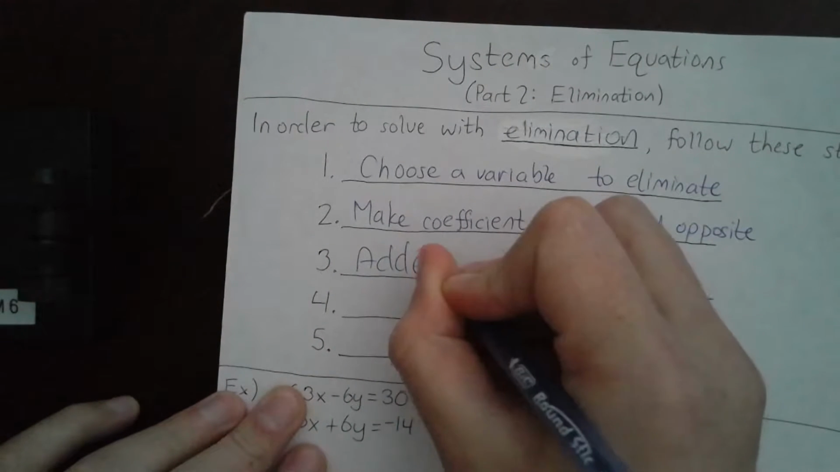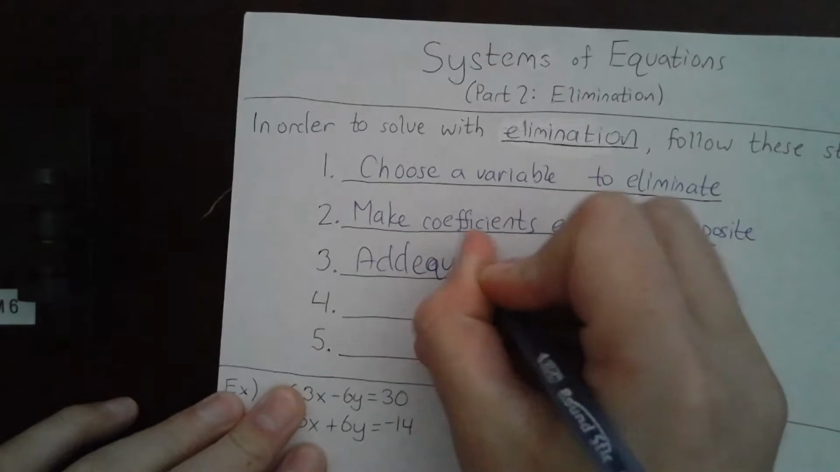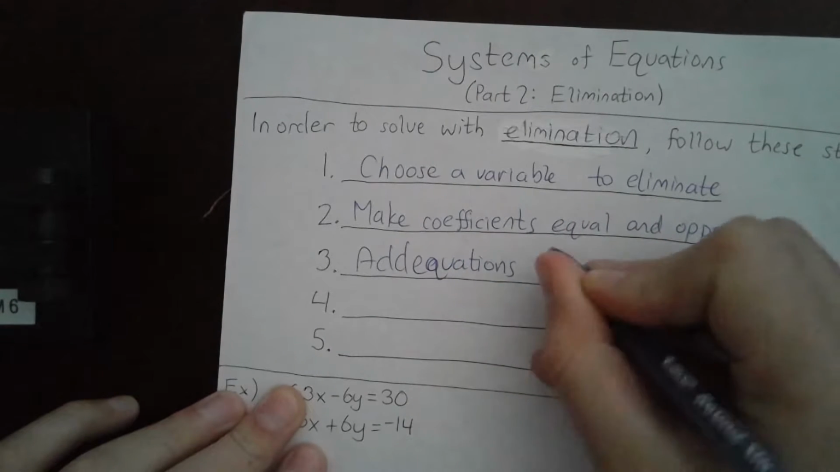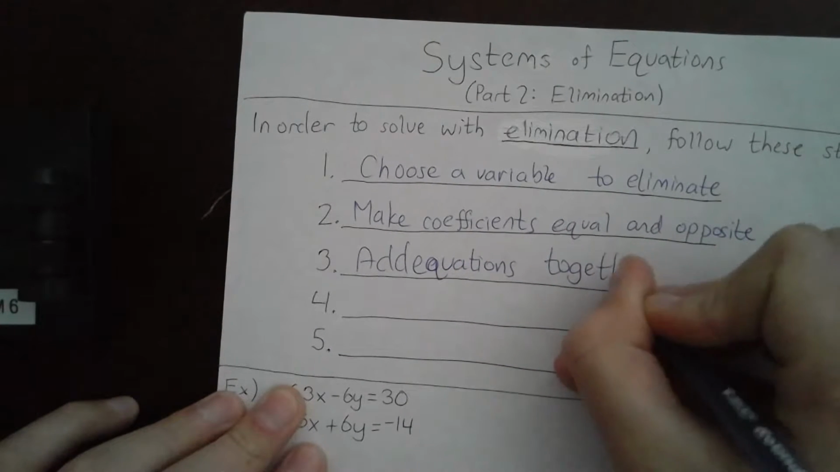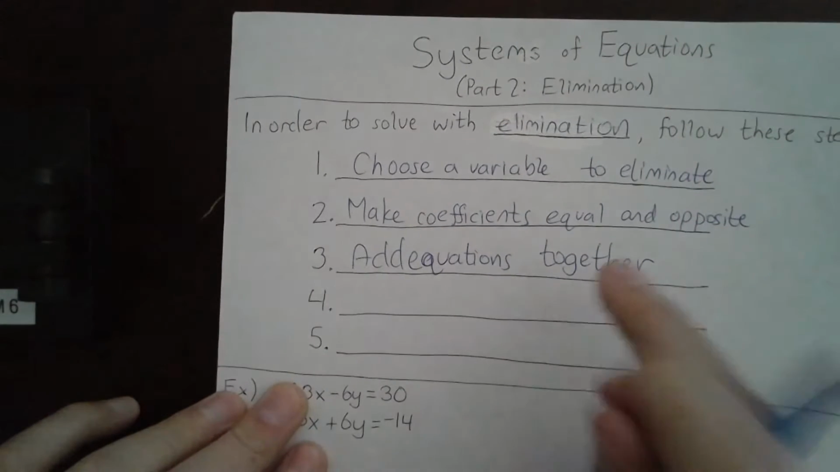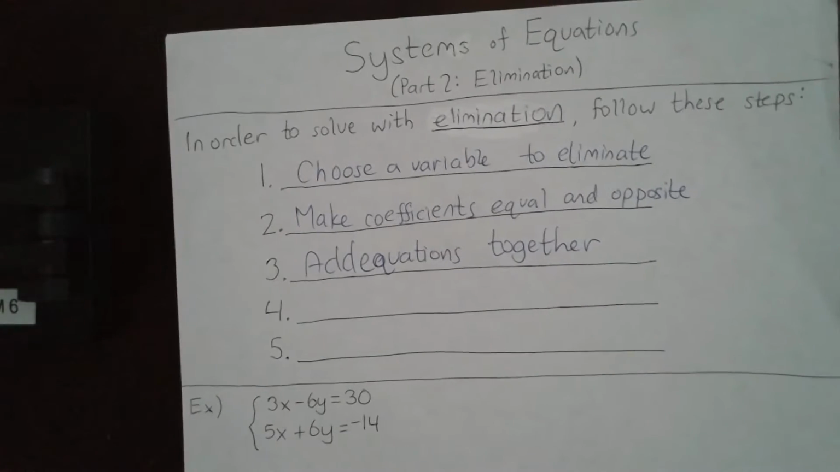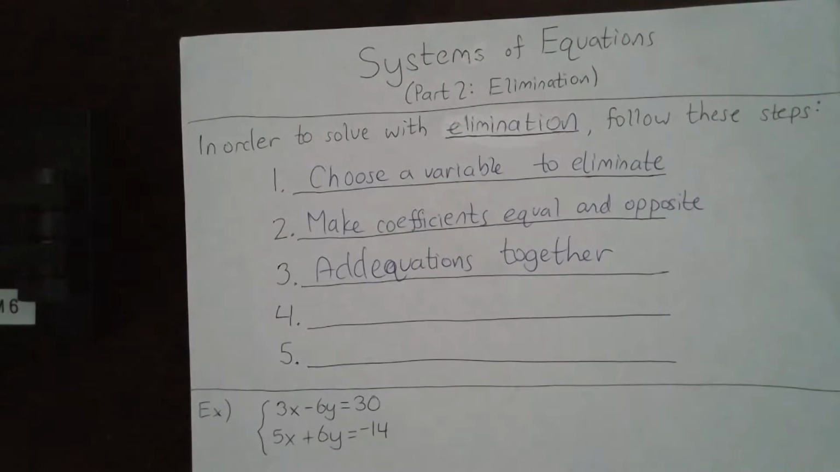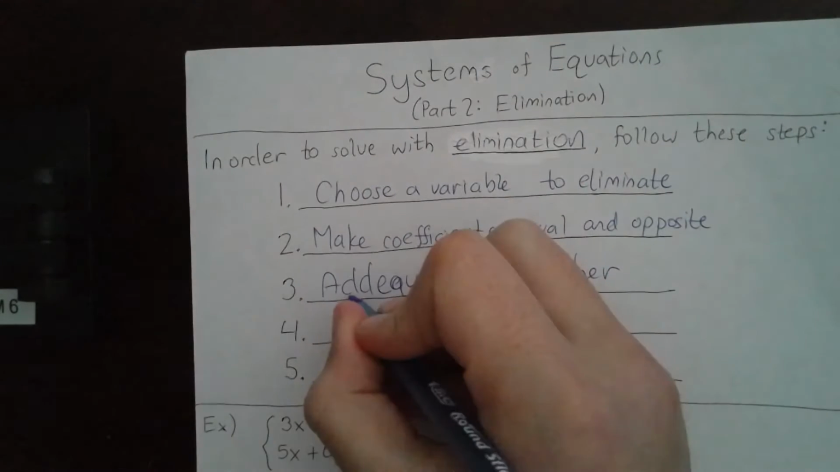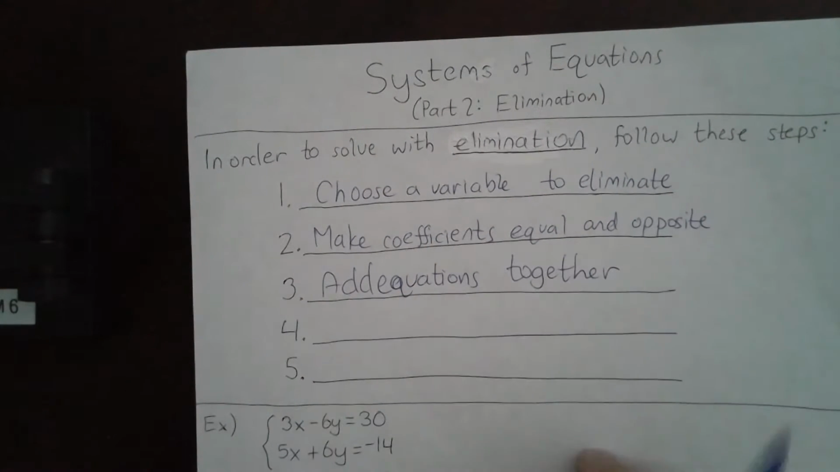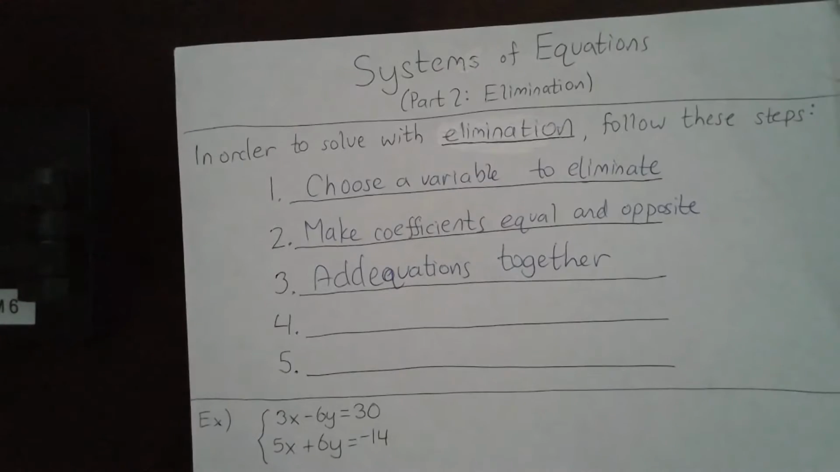3. Add equations together. This is where it gets a little weird. I think you guys might have done this 2 years ago. I don't remember for sure. Elimination method, we're actually going to take both of our equations and add them together on top of each other.